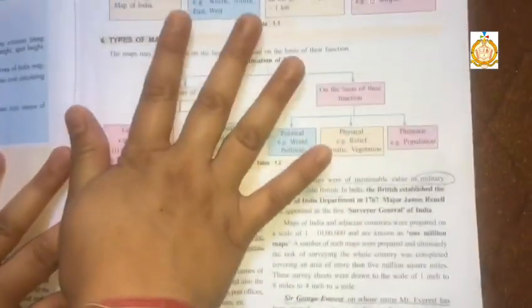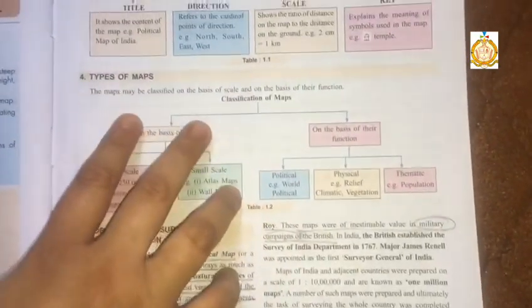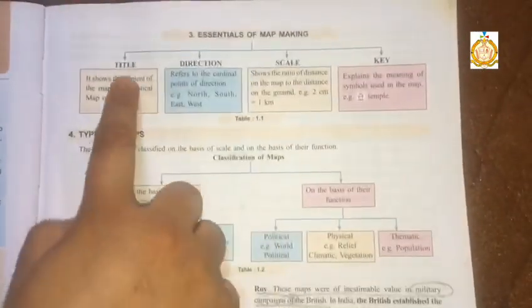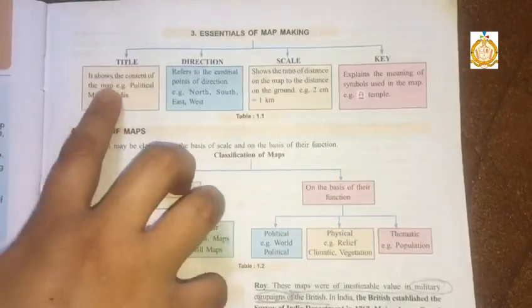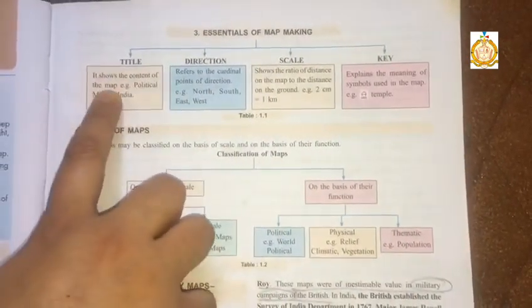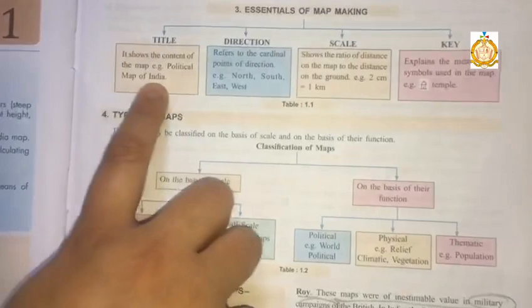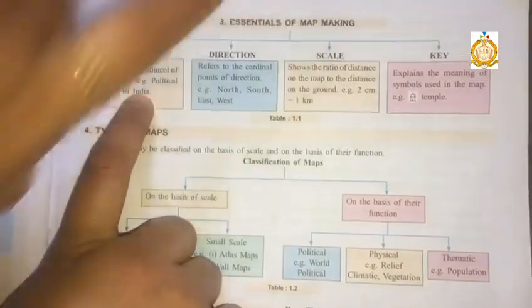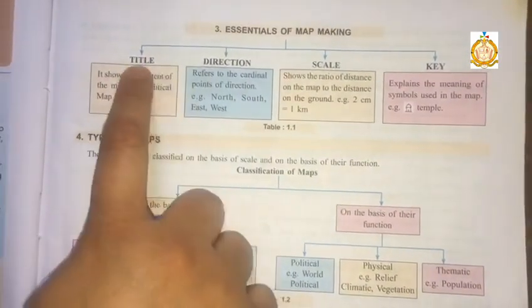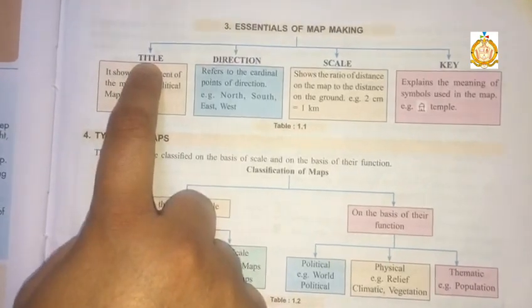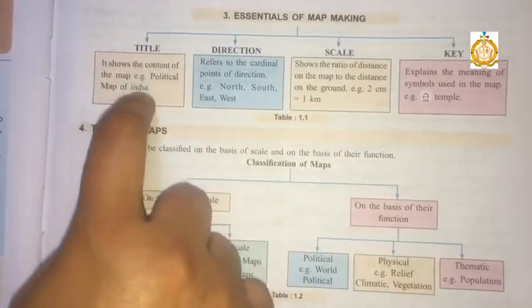So here is the topic of essentials of map making. Why are they essential for making a map? Here are 4 elements. Firstly, the title. It shows the content of the map, for example, political map of India. The title is very important. From the title, we will get what type of map it is.